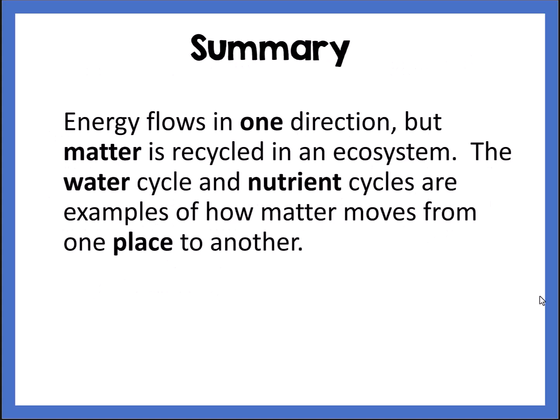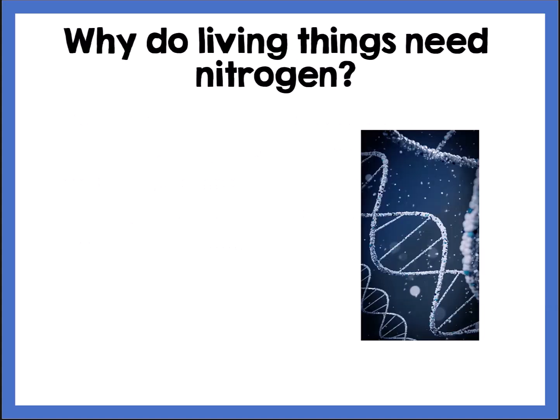So energy flows in one direction, but matter is recycled in an ecosystem. The water cycle and nutrient cycles are examples of how matter moves from one place to another. So we're going to go through a couple of element biogeochemical cycles here. And the first one we're going to look at is nitrogen.